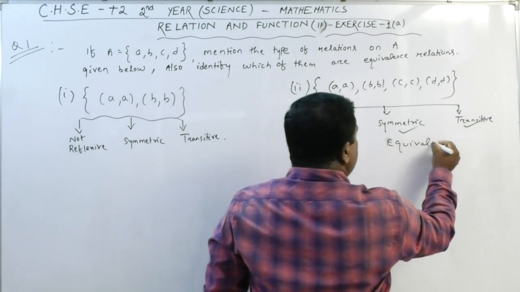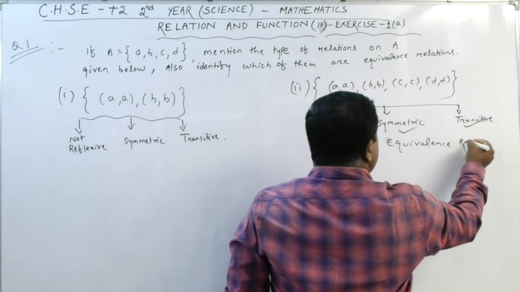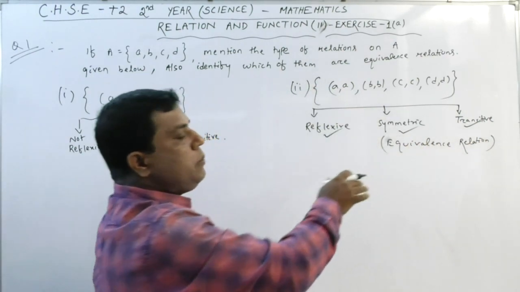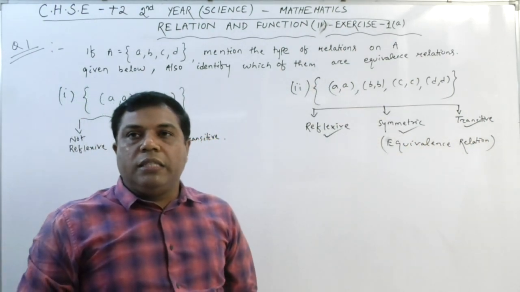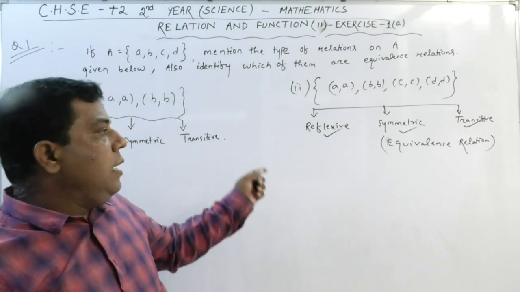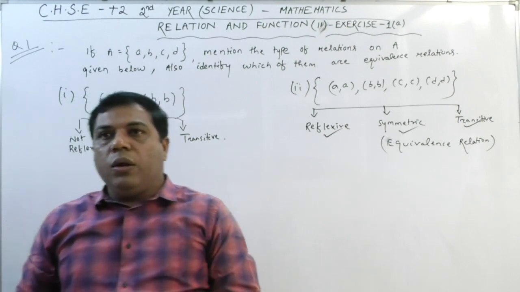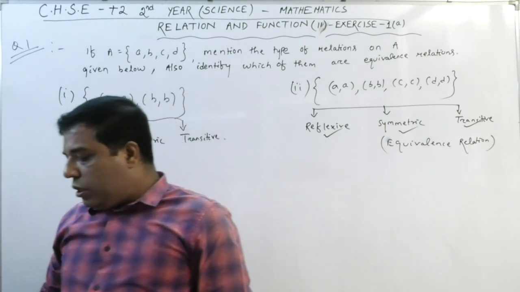We can say it is an equivalence relation. So our bit number 2, the relation specified in the bit 2, is what type of relation? It is an equivalence relation. Okay. Now we will proceed to another. Let us proceed to another.